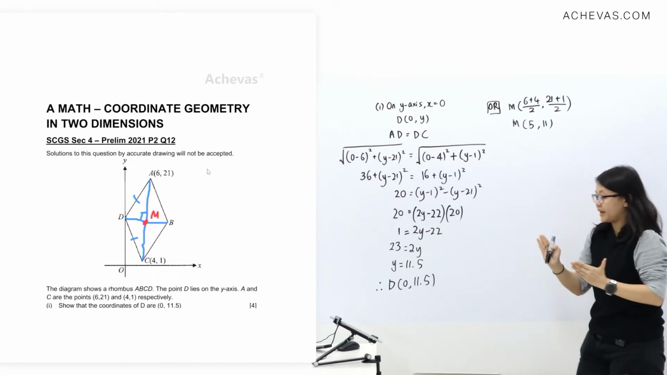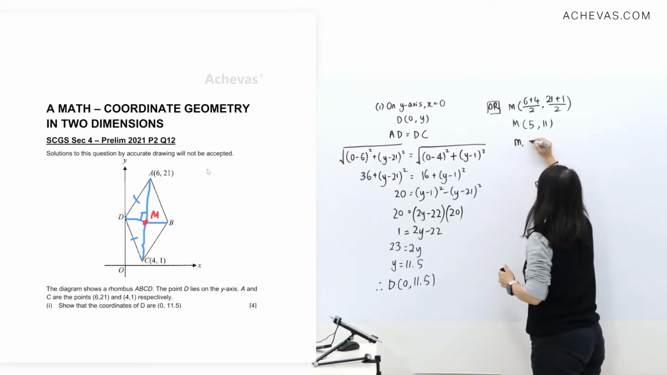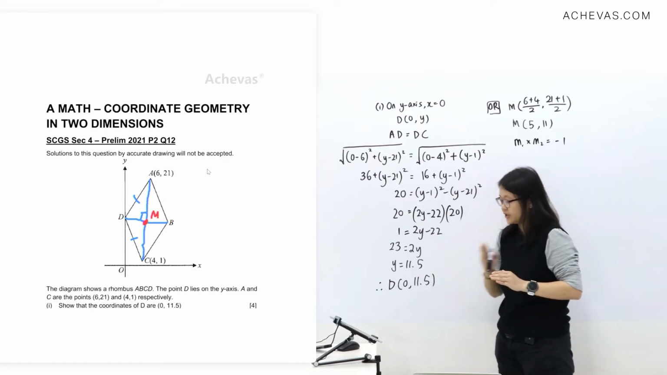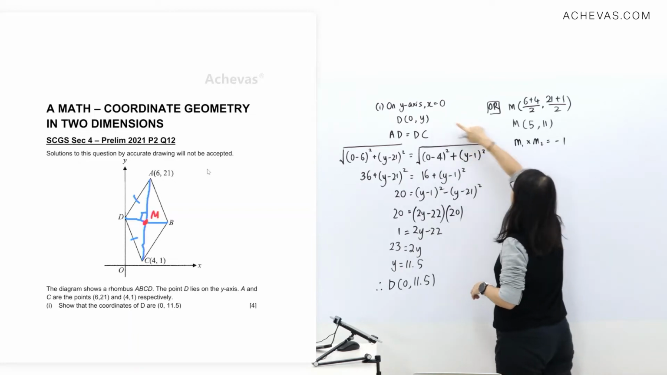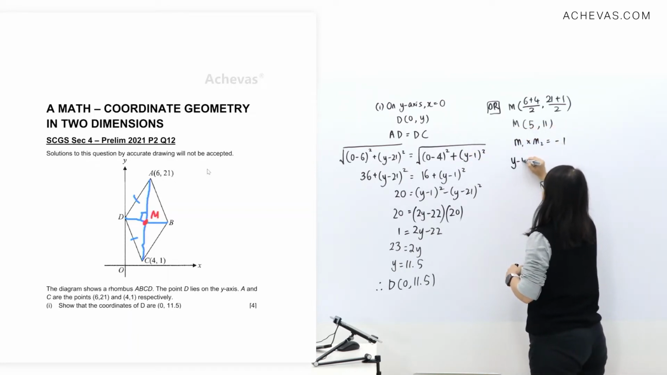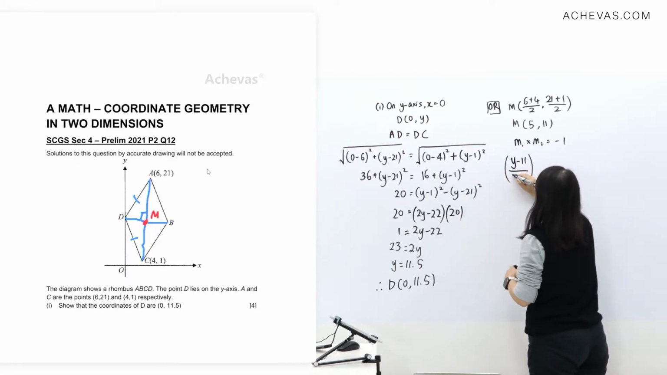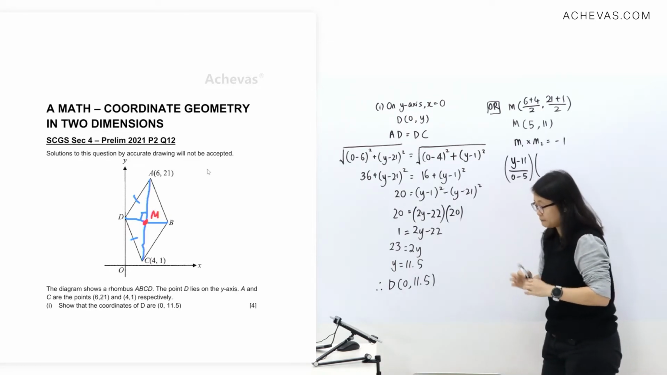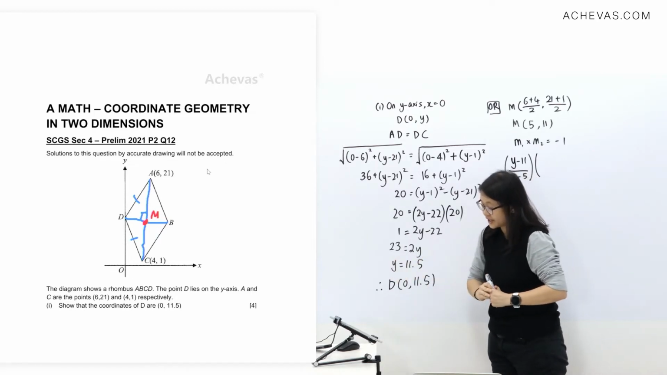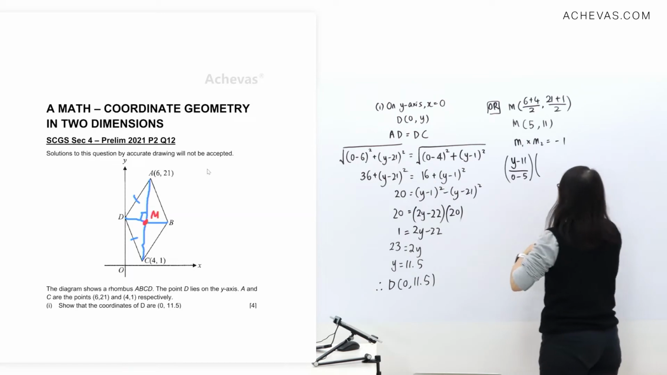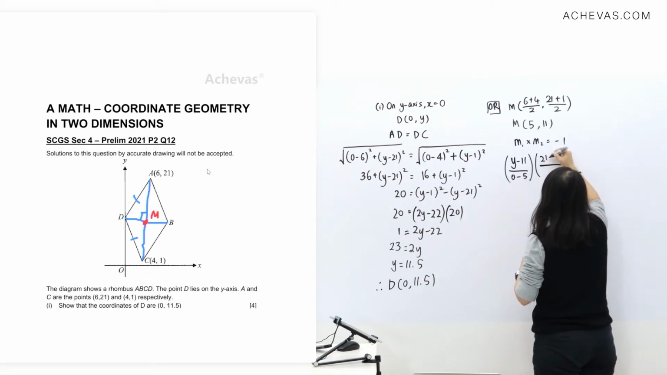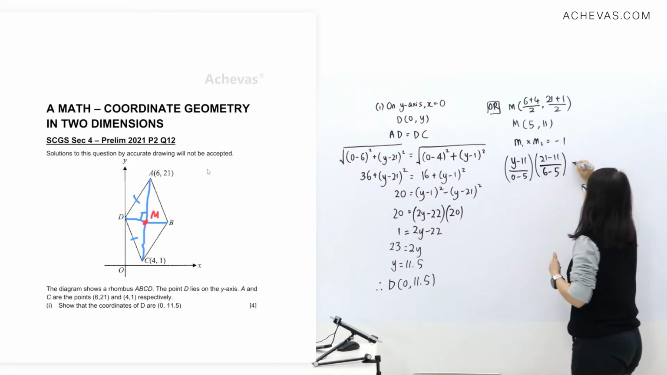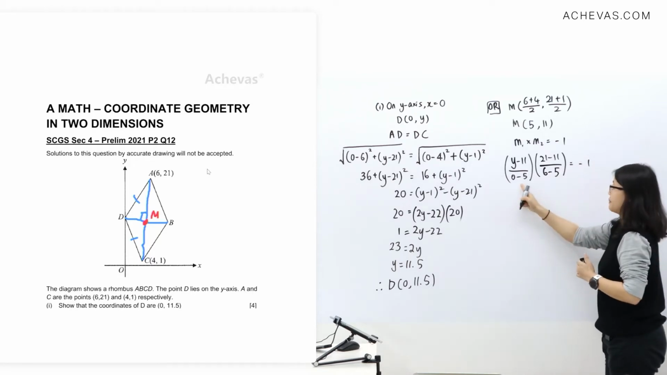Next, perpendicular gradients: we know that they multiply to negative 1. So I'm going to use the gradient of D to M, with this point here. I'm going to have (y minus 11) over (0 minus 5). For the second gradient, you can use A to C, or you can use M to A. So we have (5, 11) with (6, 21) there. I'm going to use 21 minus 11, and we have 6 minus 5. Two gradients, perpendicular gradients there.